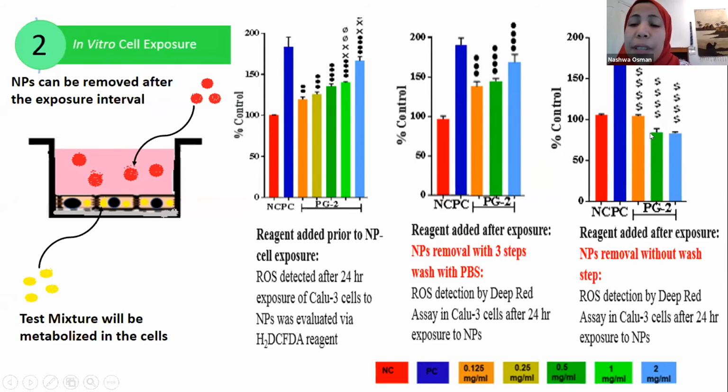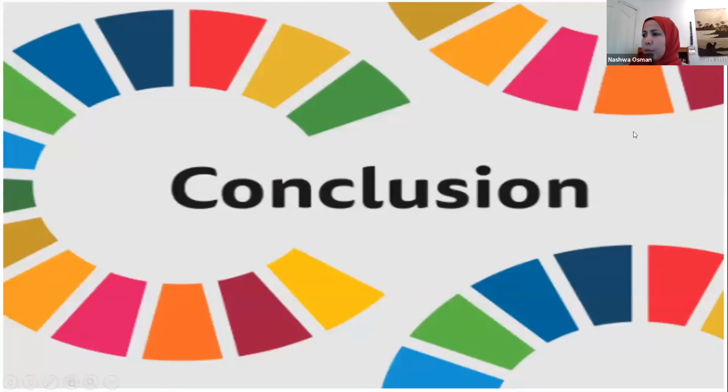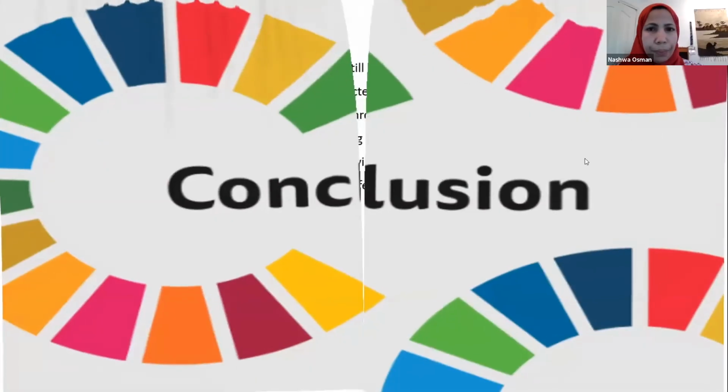So if some assays have been reported like this, showing, for example, that these nanoparticles produce no ROS, or we are seeing a decrease of ROS production with increasing concentration, we have to think of interactions happening either between the nanoparticle and the reagent or between the nanoparticle and the cell, causing interference in such cases. I'll come to my conclusion.